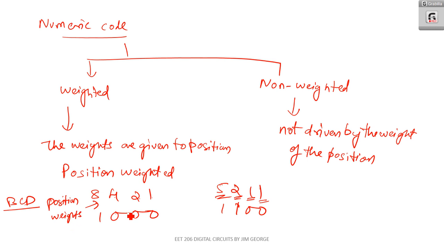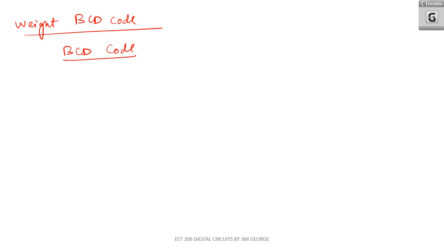Here we need to study only the 8421 code. That is an example of BCD code, or binary coded decimal. Now let me dive into this weighted BCD code. What is basically a BCD code? Here I am going to explain the 8421 code. As already explained, it is based on position weighting.